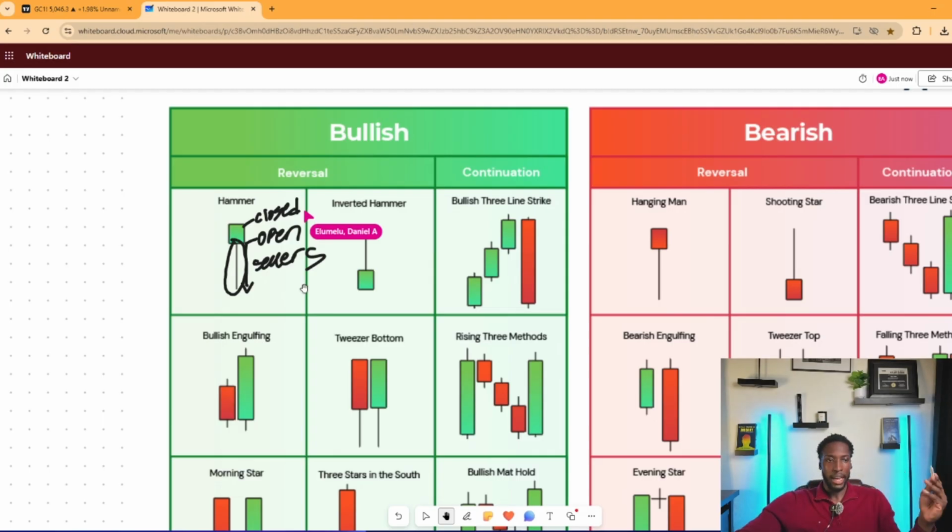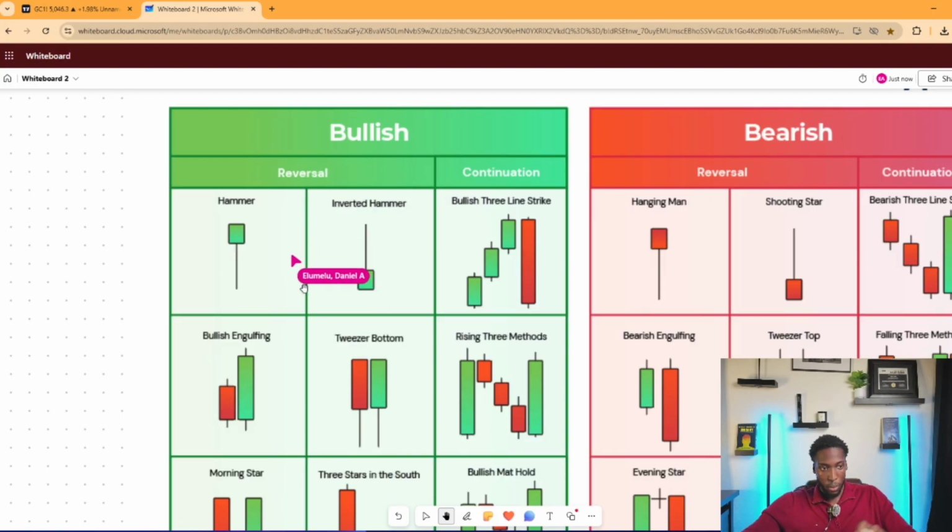This is a candle that you like to see around key levels. If you want to take a bullish trade and you see this candle happening at around a fair value gap, what is a fair value gap? We'll talk about that later. If you see it happening around liquidity, where's liquidity? We'll talk about it later.